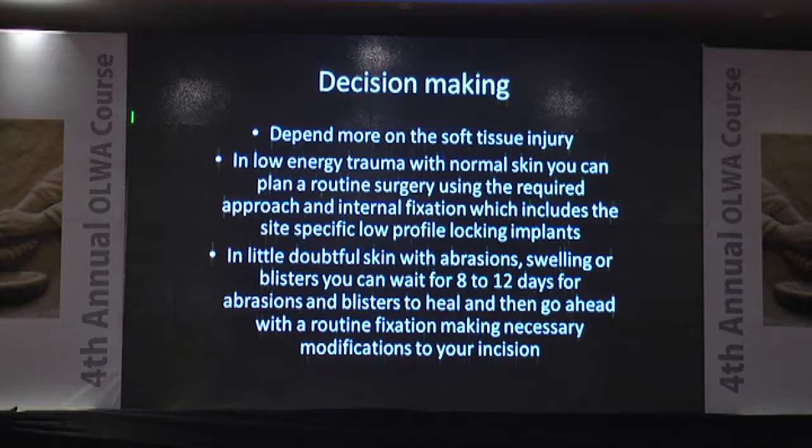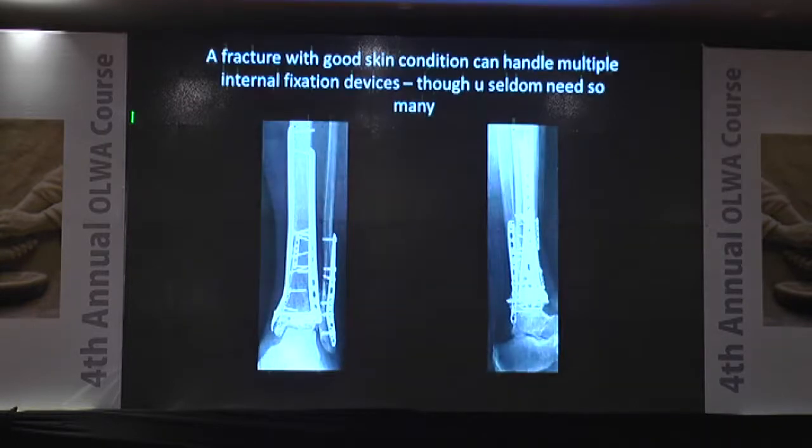So decision making depends on the soft tissue injury. In low energy trauma with normal skin, you can plan a routine surgery using the required approach and internal fixation, which includes site-specific low-profile locking implants. In low energy trauma with doubtful skin, with abrasions, swelling or blisters, you can wait for up to 8 to 12 days for abrasions and blisters to heal, and then go ahead with a routine fixation, making necessary modifications to your incision. A fracture with good skin can handle multiple internal fixation devices.